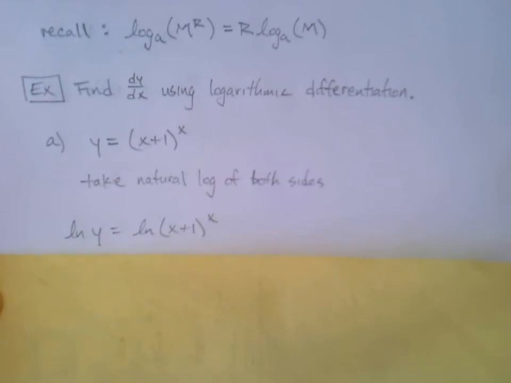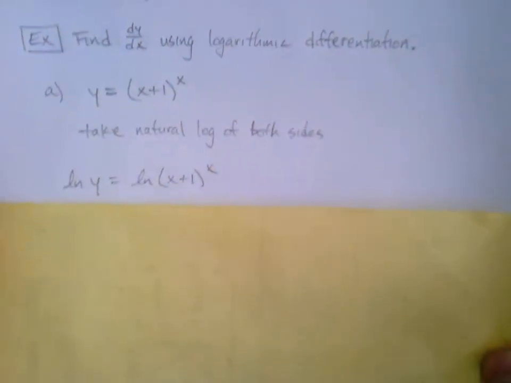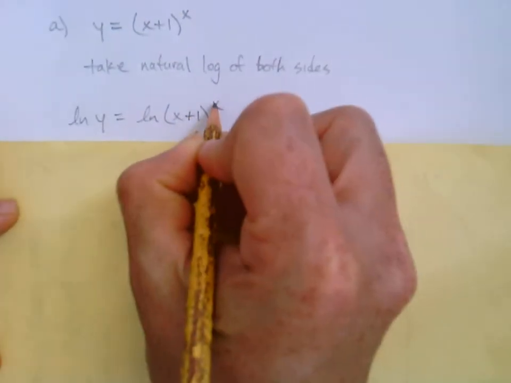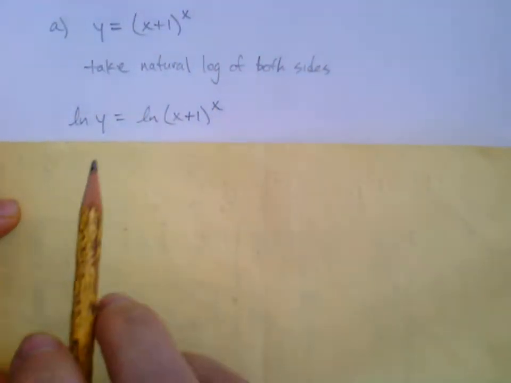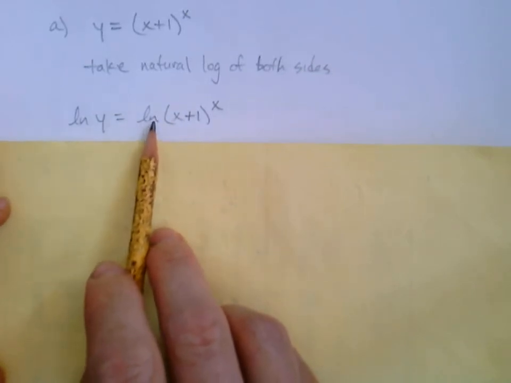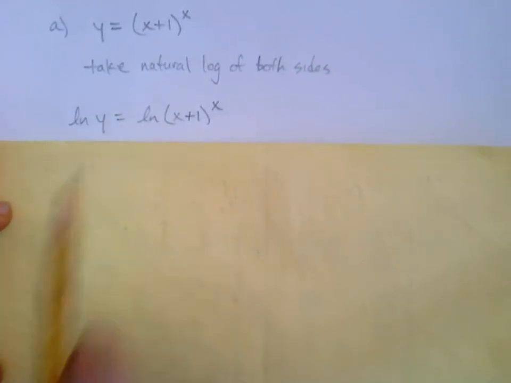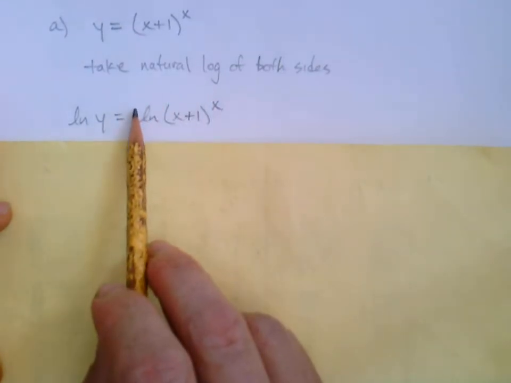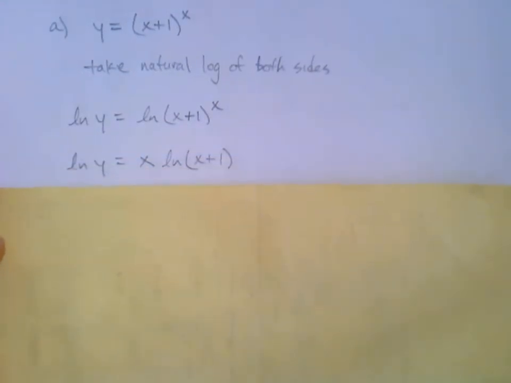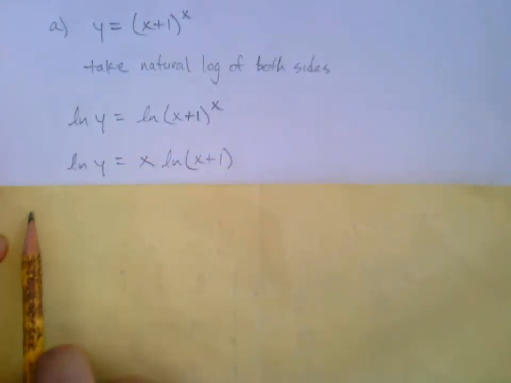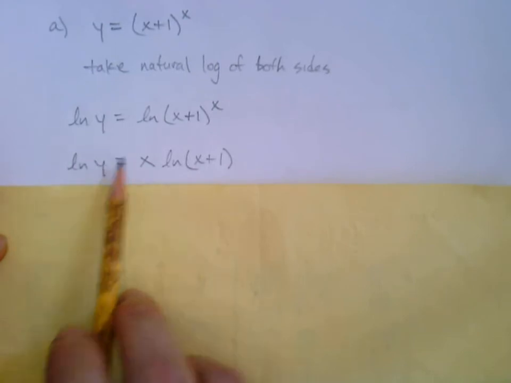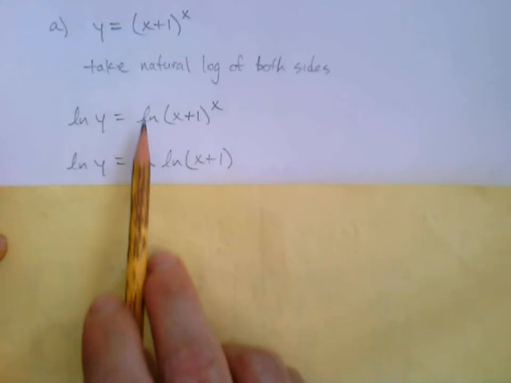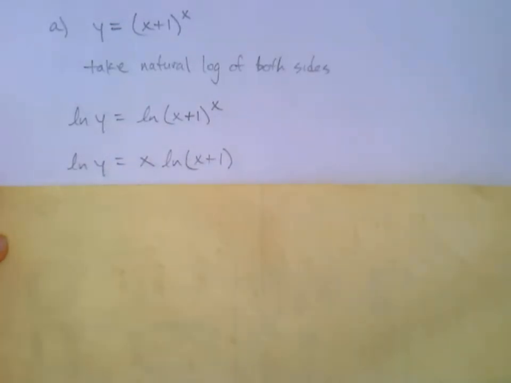So right there, the natural log of y equals the natural log of (x plus 1) raised to the x. Why would you do that? Because by introducing the logarithm here on the right side, we can use that property of logs. We can take this x and move it down in front. So we'll keep the left side as the natural log of y. That x moves down. We no longer have variable raised to variable. It's now a product.